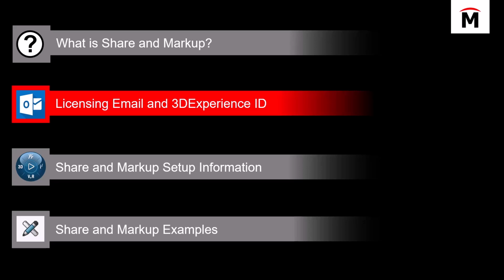Once we have our licensing email located, we've activated our platform, we have our administrator, now we can talk about the share and markup setup information. There's a couple of settings that are very easy to set, and it's easy to get this tool up and running. So we're going to see the platform and a couple of settings inside of SolidWorks.